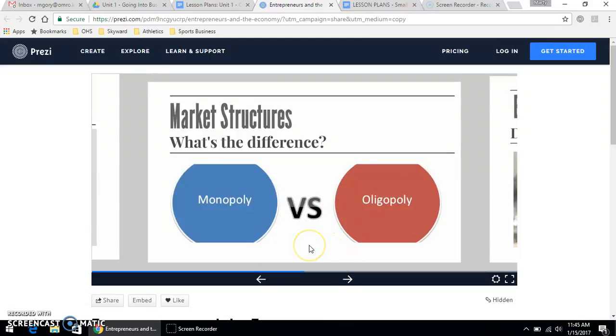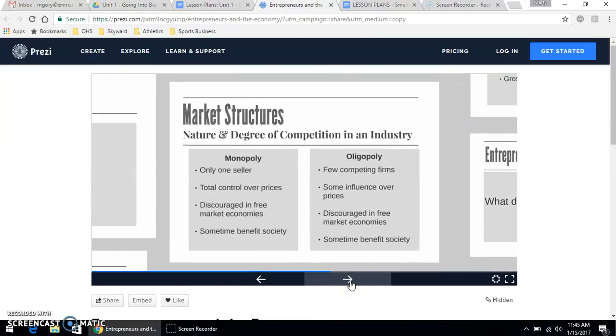Now, when it comes to different market structures, there are two very common market structures. One is a monopoly and one is an oligopoly. They are similar, but they are different. Let's take a look at their similarities and differences here in the next slide. Market structures, nature and degree of competition in an industry. So if we have a monopoly, we have only one seller.